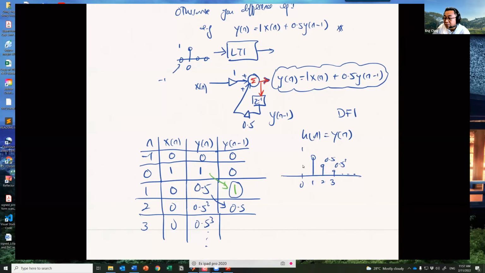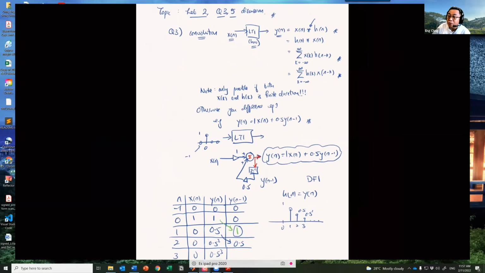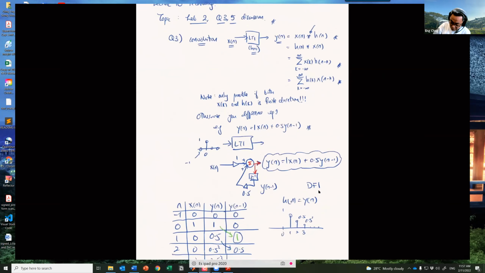So h[n] is infinite. And if h[n] is infinite, and you try to plug it into this equation, nothing is going to happen, right? You can't even calculate the first point. All right, so the best thing to do is to use this difference equation.